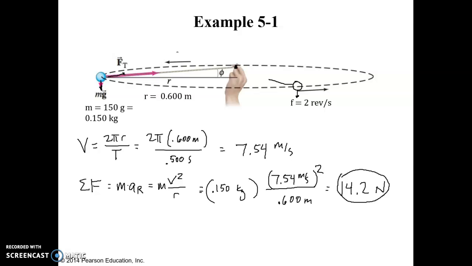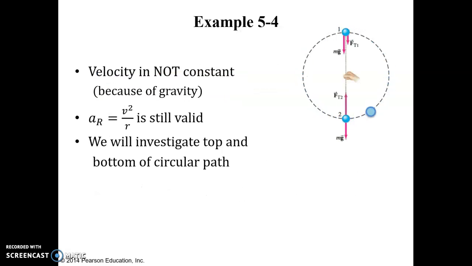Let's look at an example where we're spinning it in a vertical circle. In this particular instance, the relationship between gravity and the tension in the string changes depending on where in the path the ball is located. At the bottom of the path, gravity is pulling it down, and the tension in the string is pulling it up. They're acting in opposite directions. When the ball is at the top of the circle, gravity is still pulling it down, but now the tension in the string is also pulling it down.